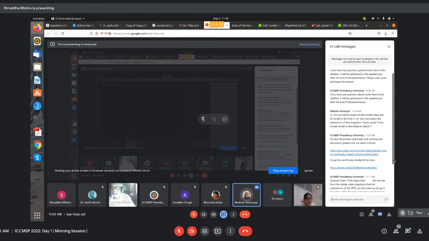Yes, clock means a discrete model. The XY model is a continuous SO(2) symmetric model, but the clock model is a discrete symmetric model. Suppose you choose 6 different angles out of 2 pi, it's something like a clock model. So if you put this Vicsek model on the lattice, can one expect the behavior of the ferromagnetic clock model?